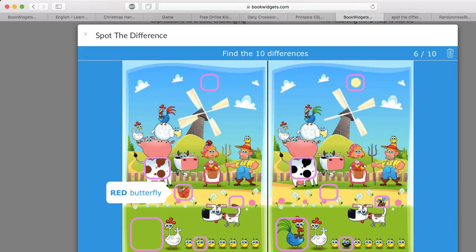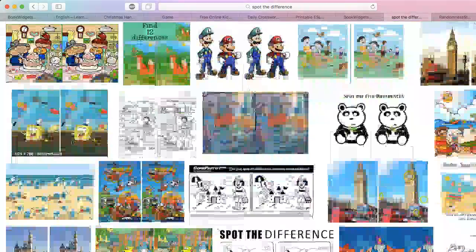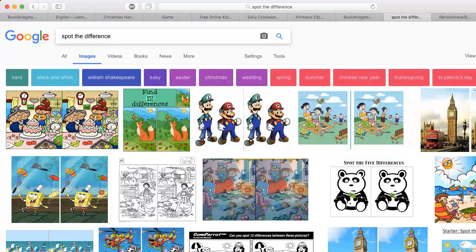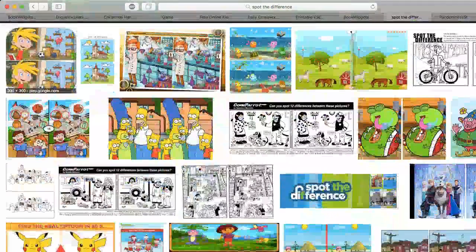Now, if you're wondering how can I find these activities, a very, very great way to do it, an easy way, is to do a Google search. This is what I did. I wrote spot the difference up here, and you can see so many differences, so many pictures that come up.